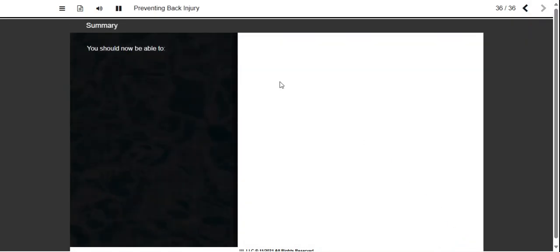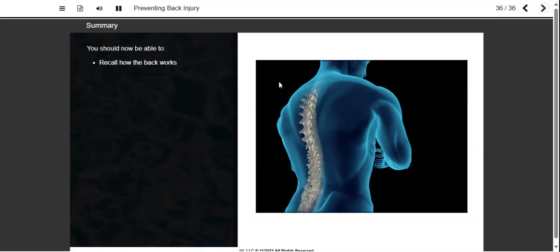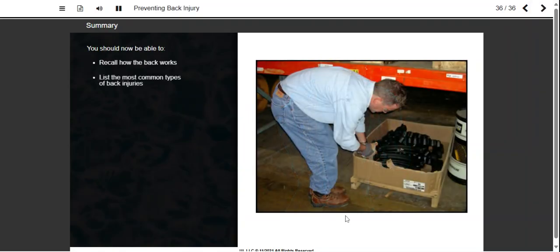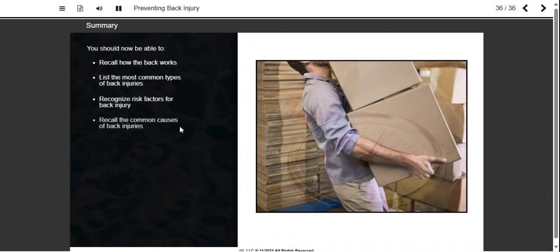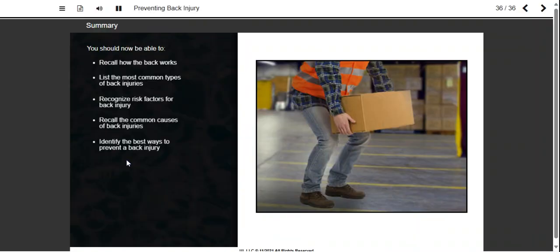You should now be able to recall how the back works, list the most common types of back injuries, recognize risk factors for back injury, recall the common causes of back injuries, identify the best ways to prevent a back injury, and recall the steps you should take if a back injury occurs in the workplace.